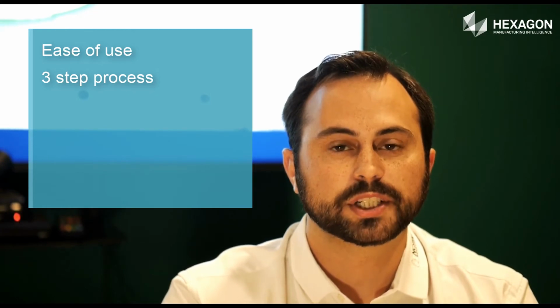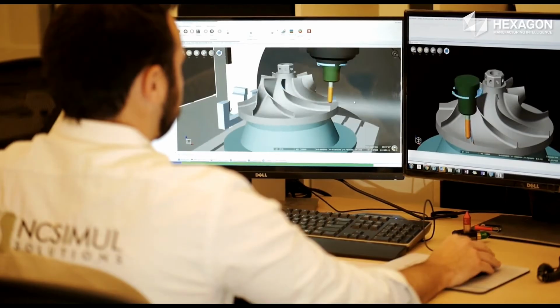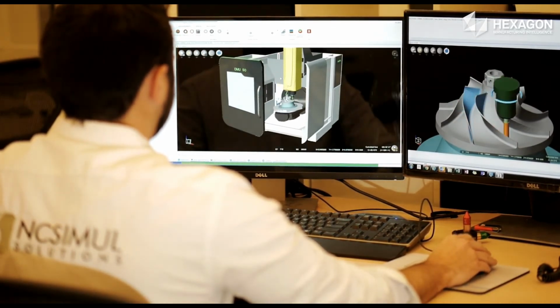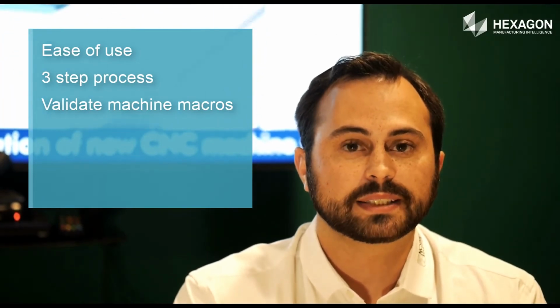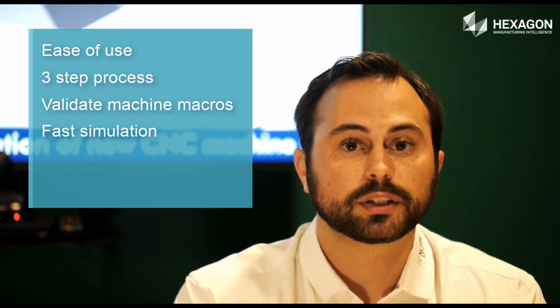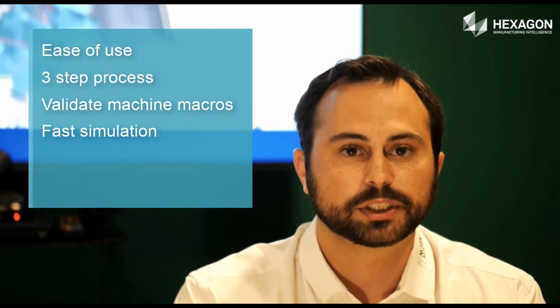s.r.o's third advantage is being able to validate machine macros in their entirety. Unlike the competition, s.r.o will read the macros that are in the memory of the real machine and use those macros during validation. The fourth advantage is that s.r.o is fast. Using the latest OpenGL technology developed in the 2000s, s.r.o can process more data more quickly than the competition.